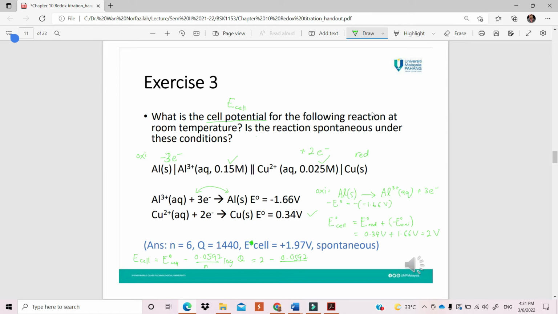So here the balanced equation will be Al solid. Since this one has 3 electrons, you must times 2, and this one has 2 electrons, times 3. So we will get 2 Al solid plus 6 electrons. Then we will have another 6 electrons for copper, for reduction. So we already cancel out the 6 electrons.